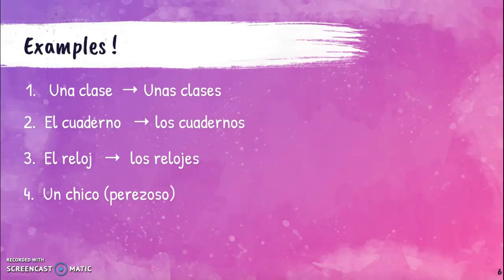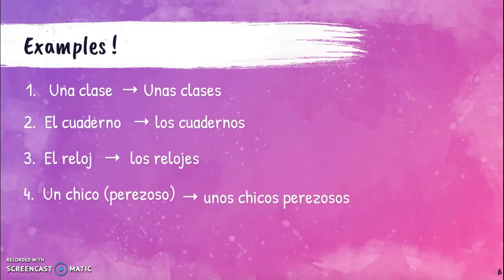Number 4, we have un chico perezoso. So you want to say a lazy boy, and we are going to change that to some lazy boys. So looking at it, un will change to unos. Chico ends in an O, which is a vowel, therefore we will add S to the end. And then looking at perezoso, it is already in the singular masculine form, so we just need to make it plural. So it will become perezosos. We will add an S to the end.